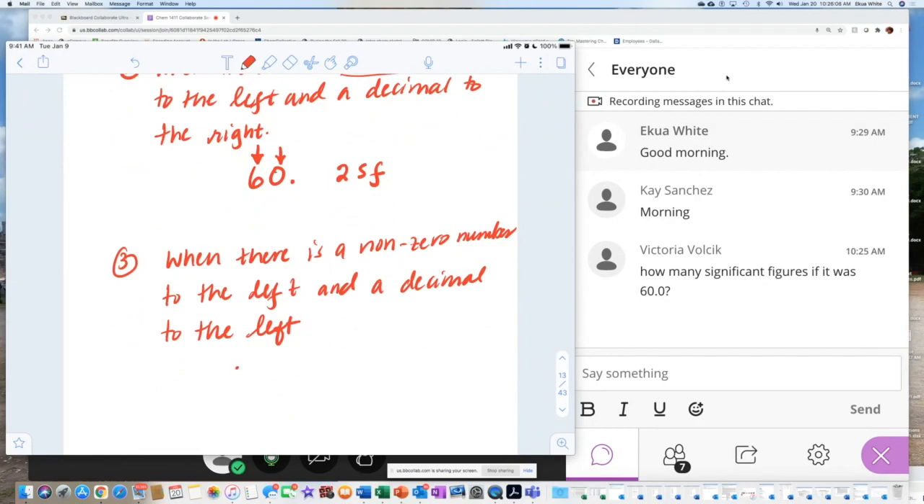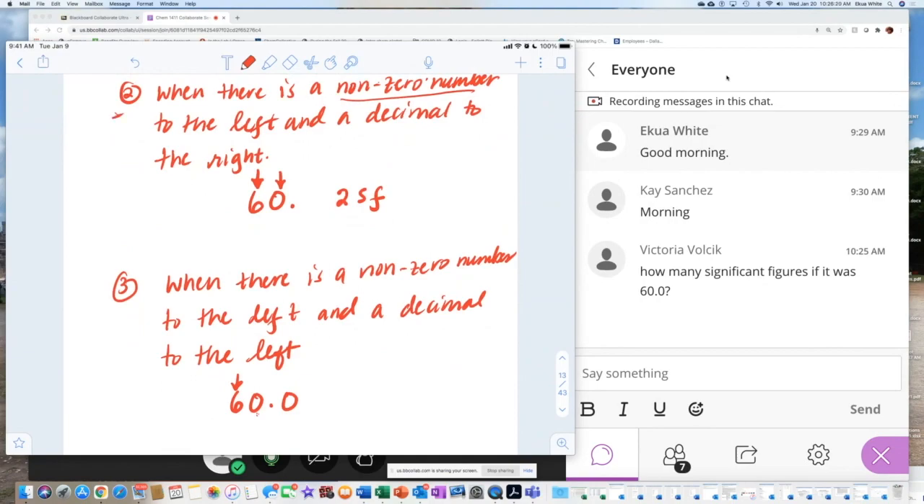So to answer Victoria's question, I put 60.0 here. Okay, so based on the rules, 6 is significant. 0 is also significant based on rule number 2 here, right? Because if you look at the 0, to the left there's a non-zero number, to the right there's a decimal, so this is significant. Now, based on rule number 3, the one I just said, there is a non-zero number to the left of my 0, this one here. And there is a decimal. Yep, this one here. So that makes this significant. Therefore, this has 3 significant figures.